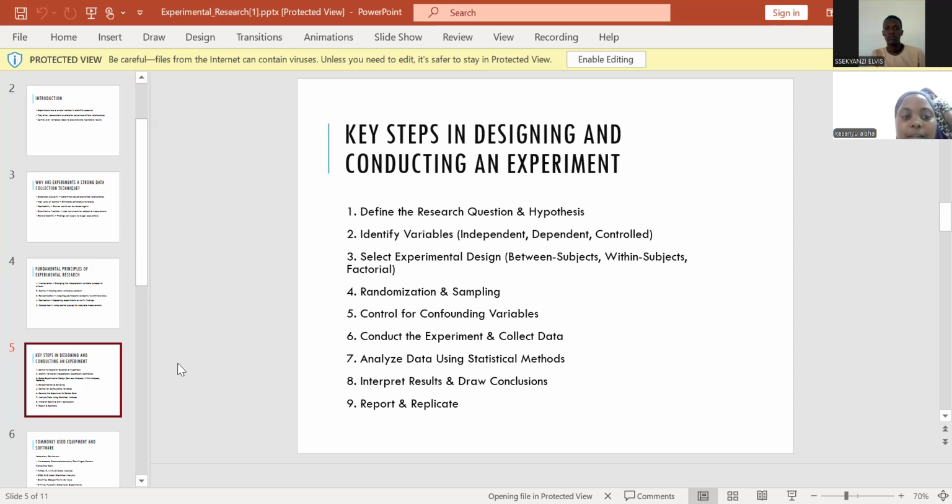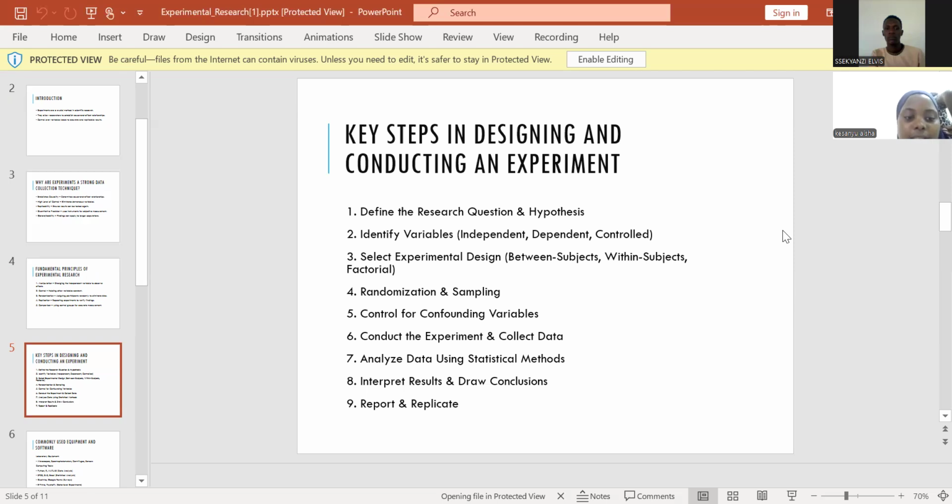Then another step is to identify variables. Here you ask yourself what you want to find out, and that clear question gives you an experimental direction. Another thing is you select an experimental design, and this is between subjects, within subjects, and factorial.